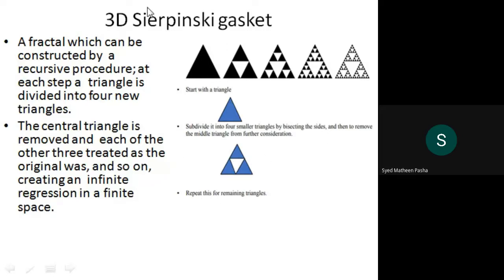So we'll check out the Sierpinski gasket definition. A fractal which can be constructed by a recursive procedure. At each step, a triangle is divided into four new triangles. That is, as I told, if you are dividing this particular triangle into four, you will get another four triangles. Similarly, each of the triangles in each step is divided into four, so that you will form a Sierpinski gasket. Finally, the central triangle is removed, and each of the other three triangles is treated as the original one, and so on, creating an infinite regression in a finite space.